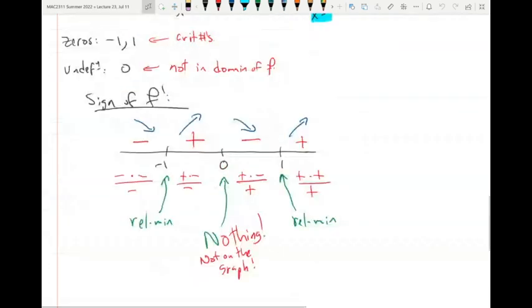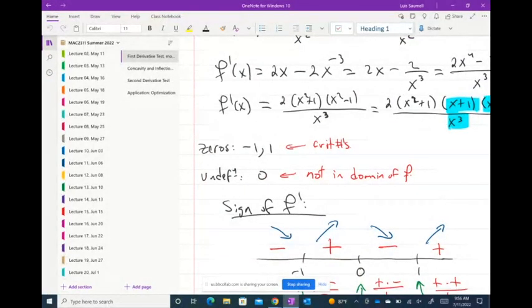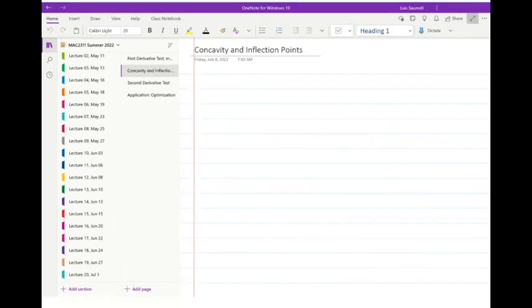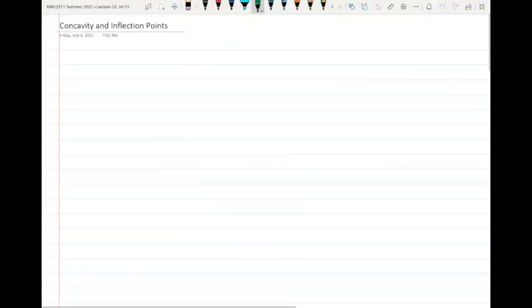So that was the first derivative test. So now, as I mentioned, there is this question about concavity. Now we know when the function goes up, we know when the function goes down, but the question is how does this happen? Okay, how is it going up? How is it going down? What's the shape? And that's the notion of concavity. So let us analyze this.